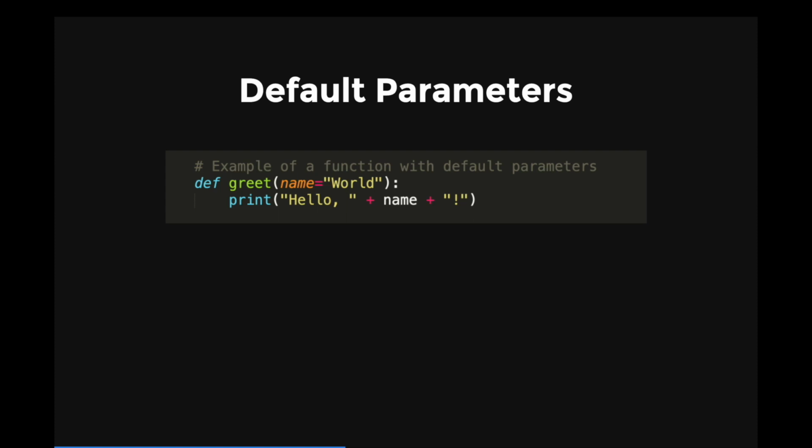Default parameters. You can provide default values for function parameters, allowing the caller to omit them when calling the function. So I can create a function called as def greet name equal to world. So in this case, if there are no parameters or arguments passed, it will just print hello world and you don't have to pass a value to it.